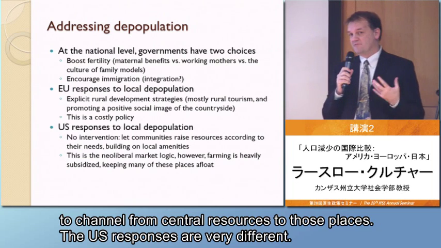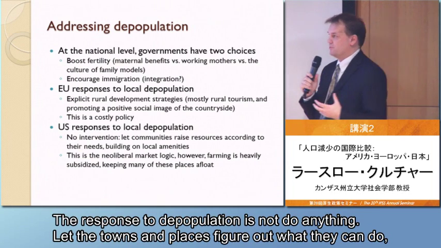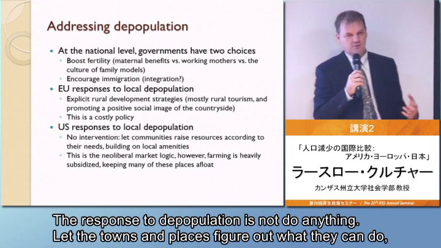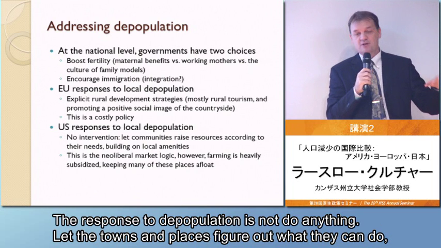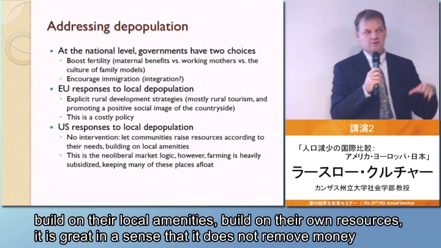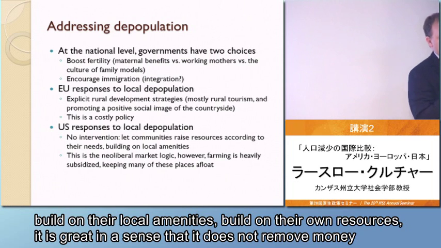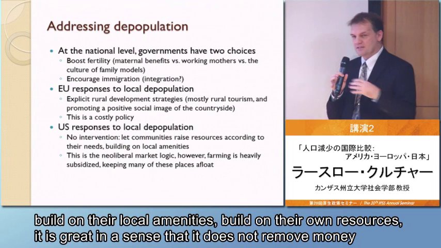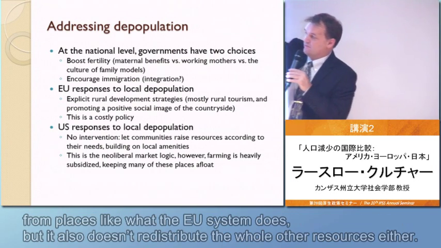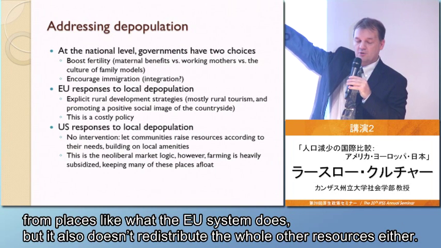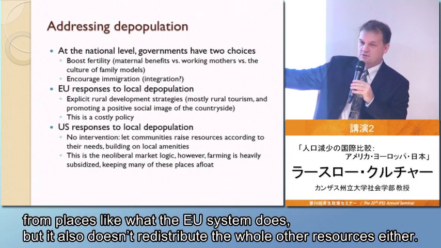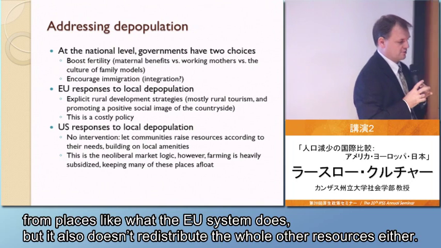The US responses are very different. Their response to depopulation is not to do anything. Let the towns and the places figure out what they can do, build on their local amenities, build on their own resources. It is great in a sense that it does not remove money from places like what the EU system does, but it also doesn't redistribute a whole lot of resources either.